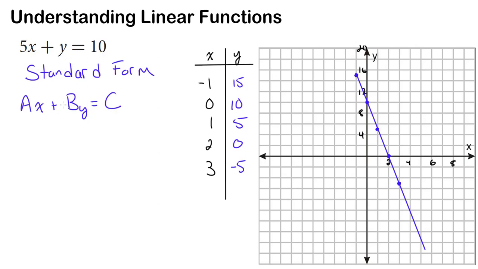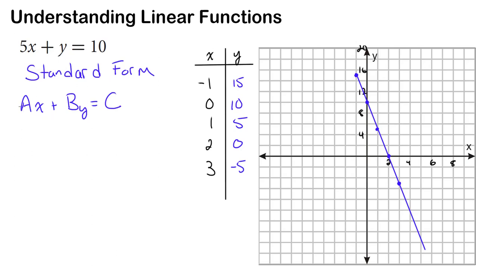And so any equation that can be written in standard form is a linear equation, which means its graph would be a straight line. Now, the rule here for this is that A and B cannot both be 0 at the same time. If A is 0, B must be some other number. Or if B is 0, A must be some other number.